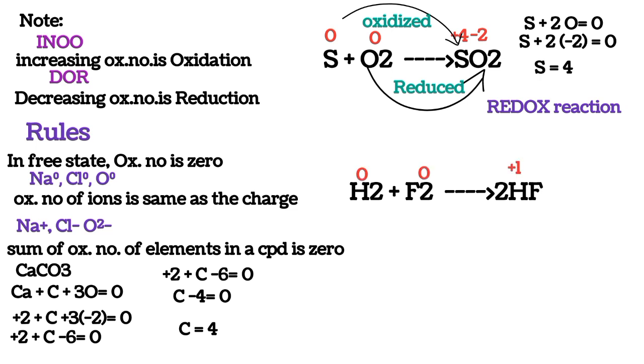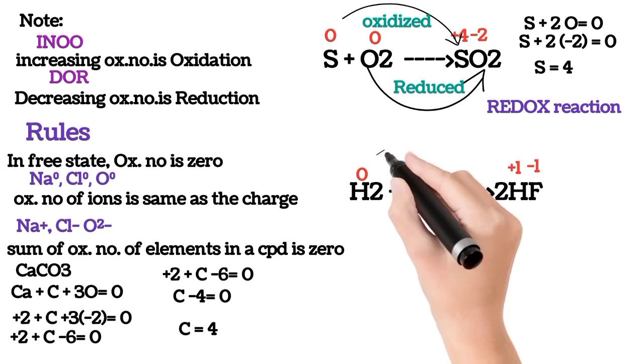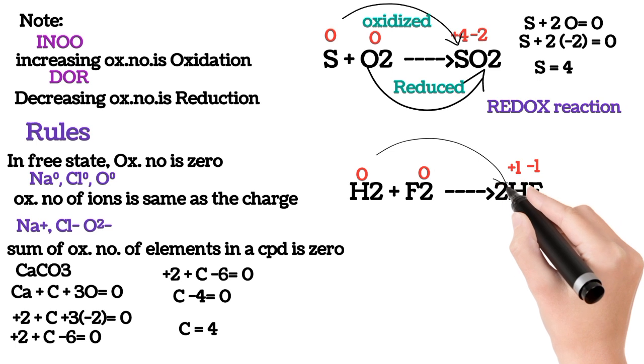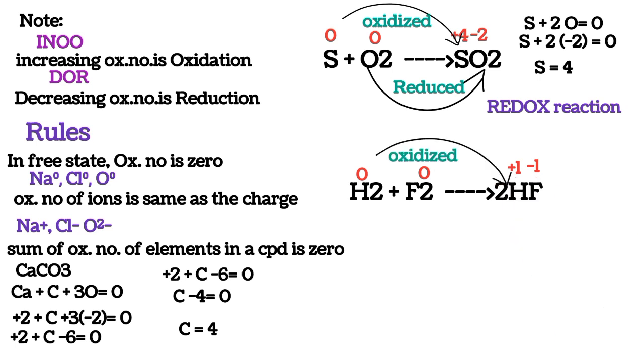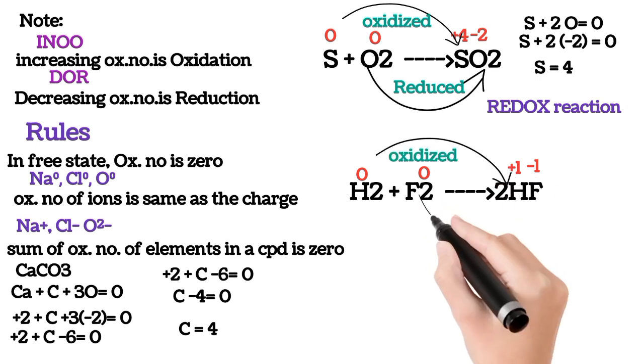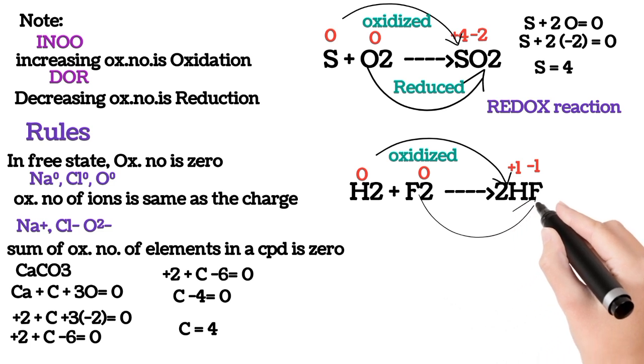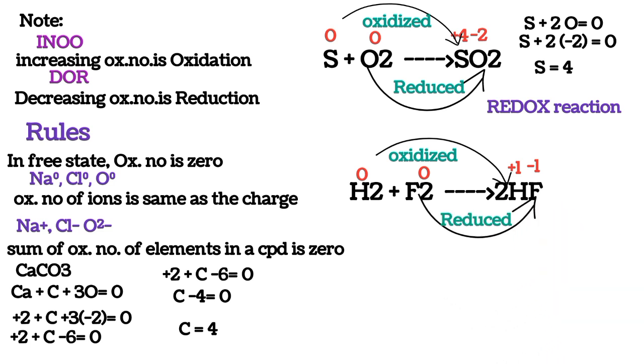Let's look at H2 reacting with F2 to form 2HF. In the free state, the oxidation number of H is 0, that of F is 0. While in the combined state, that of hydrogen is +1, that of F is -1. So from 0 to +1 is an increase, that is oxidation, while from 0 to -1 is a decrease, that is reduction, and this too is a redox reaction.